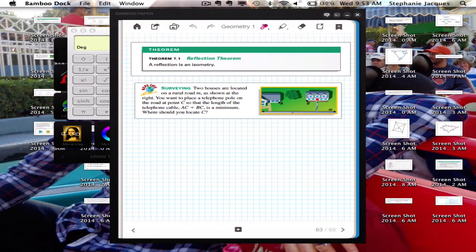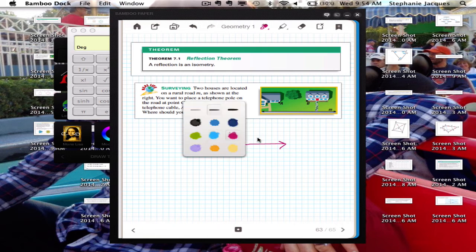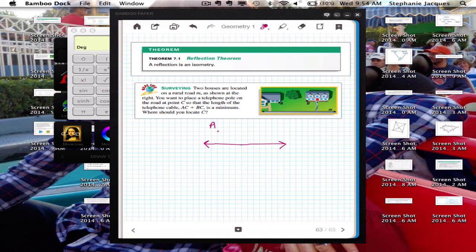You can actually do a reflection in order to find this out. So we're going to draw a line M. We're going to go like this. We're going to go like this. And we're going to plot these points. So let's say A is right here. So 1, 2, 3. So we have A. And then B is, let's see, 1, 2, 3, 4, 5, 6, 7. And then up. It looks like it's a little bit higher. Right there. Okay, and we want to put C somewhere so that it's the smallest amount possible between the two.